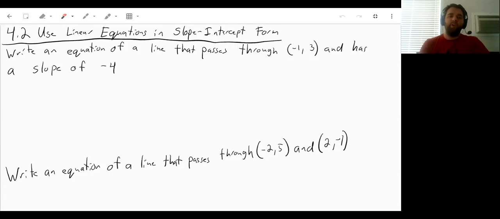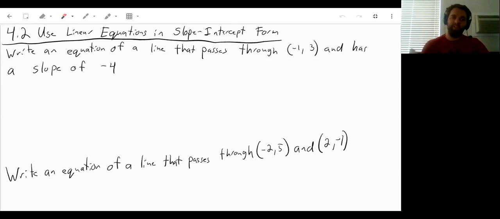Welcome to lesson 4.2, use linear equations in slope-intercept form. So what we need to do now is we have word problems, or maybe it's just an explanation, but we need to be able to find what is the linear equation and put it into slope-intercept form. So for this first problem, it gives us a point and a slope. And so that needs to be enough information for us to get it into slope-intercept form.